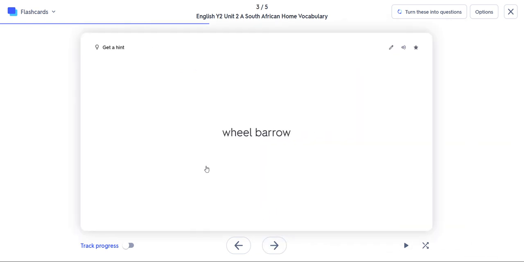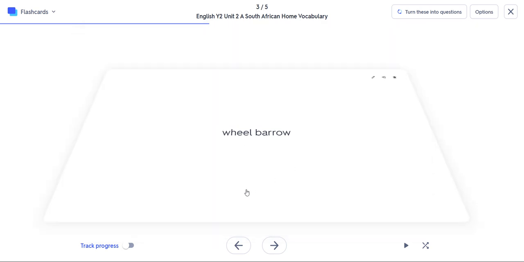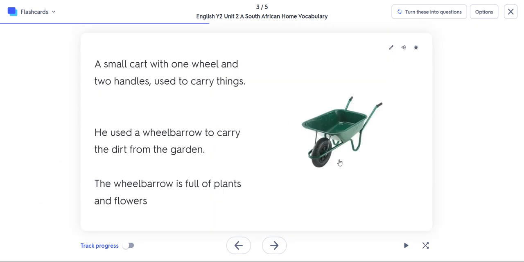Wheelbarrow. Say it again. Wheelbarrow. This is a wheelbarrow. A small cart with one wheel and two handles, used to carry things. He used the wheelbarrow to carry the dirt from the garden. The wheelbarrow is full of plants and flowers.